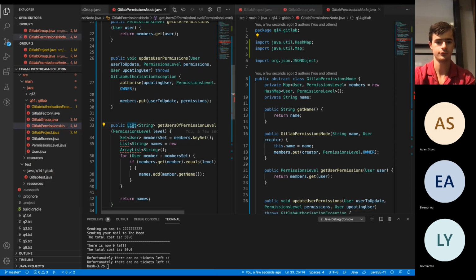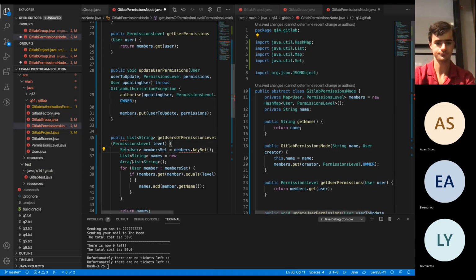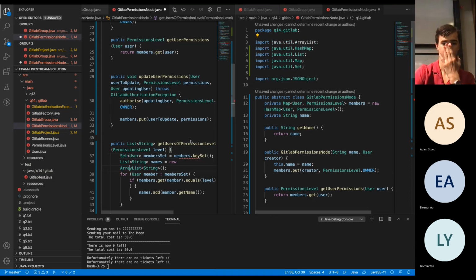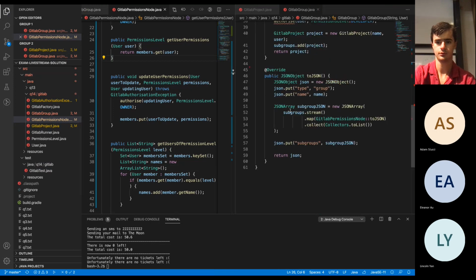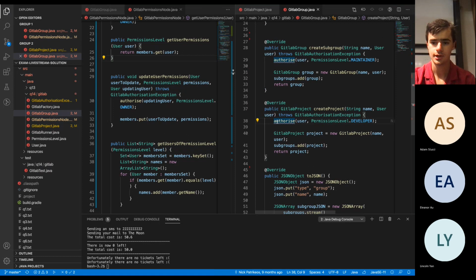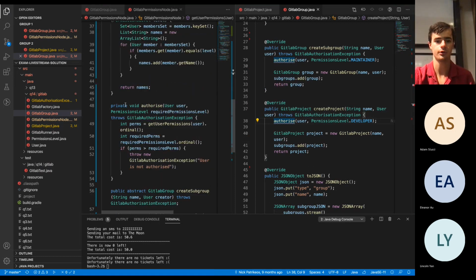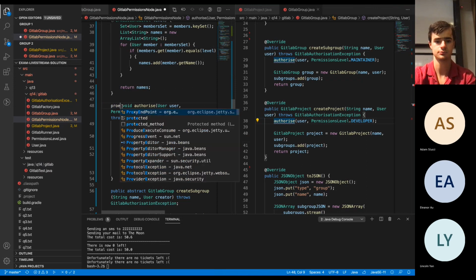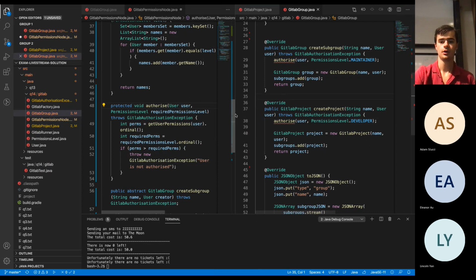And then the last thing I think is just fix these imports. All right, we're almost there. Authorize. Now this one, authorize is private, and we're trying to access it from the subclass. So I'm going to cheat and say protected. And then that works fine.